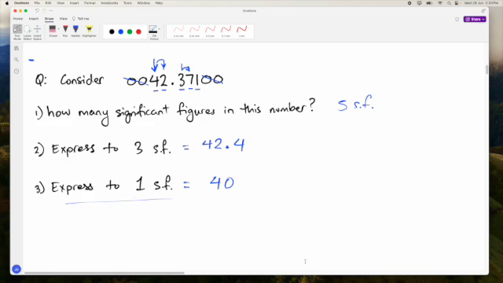You can see we have a very easy question. Consider 42.371. Of course, the question gave it with all of these zeros in there. How many significant figures in the number? Well, just 5, 1, 2, 3, 4, 5. Express to 3 significant figures. Well, that would be 1, 2, 3, and we check the number after, which is greater than 5, so 42.4. Express to 1 significant figure. Well, this is the only significant figure there, and the number after is less than 5, so that would be 40.